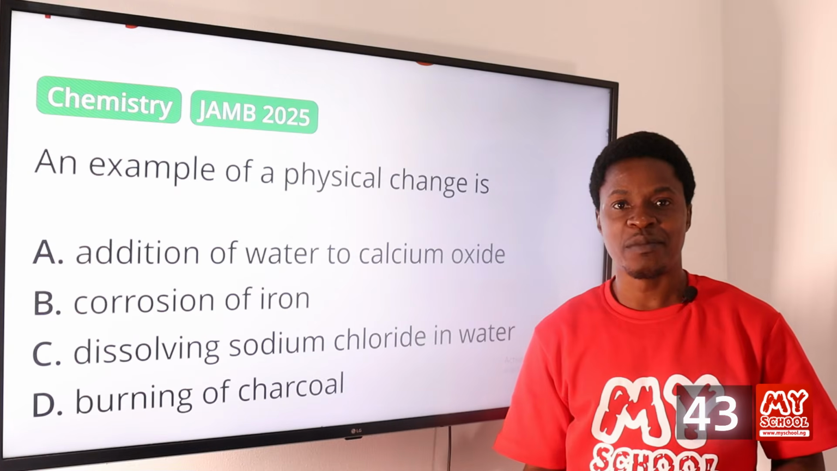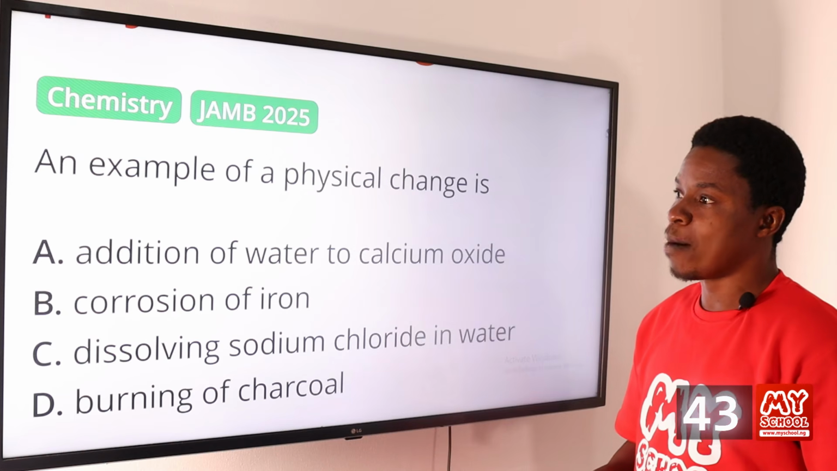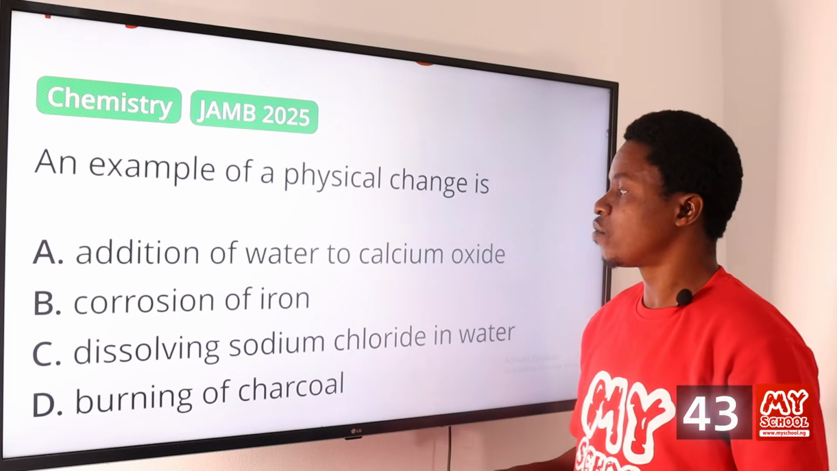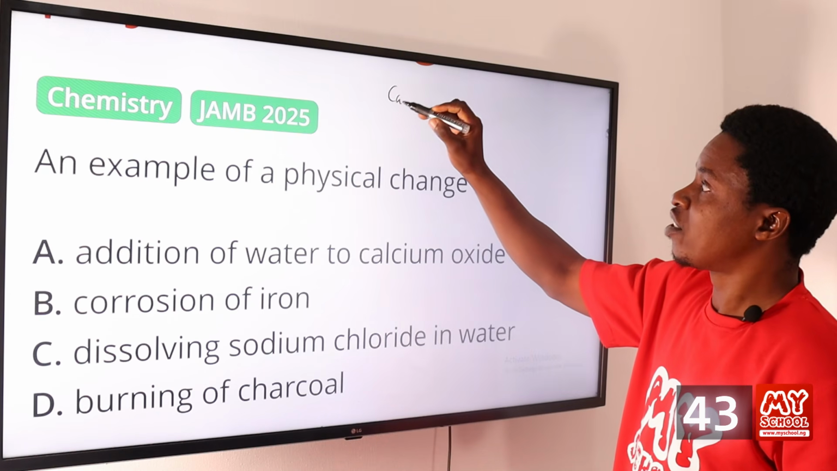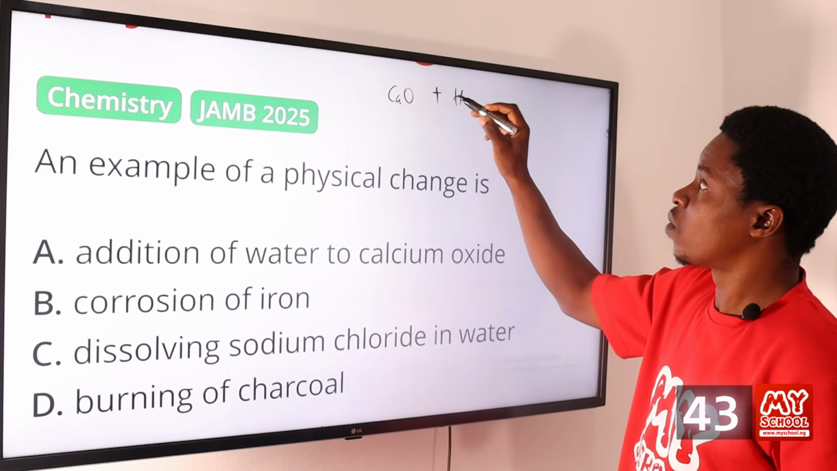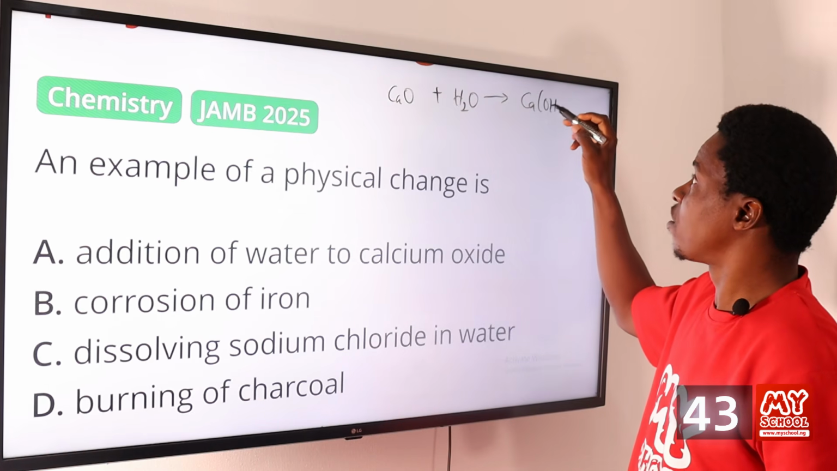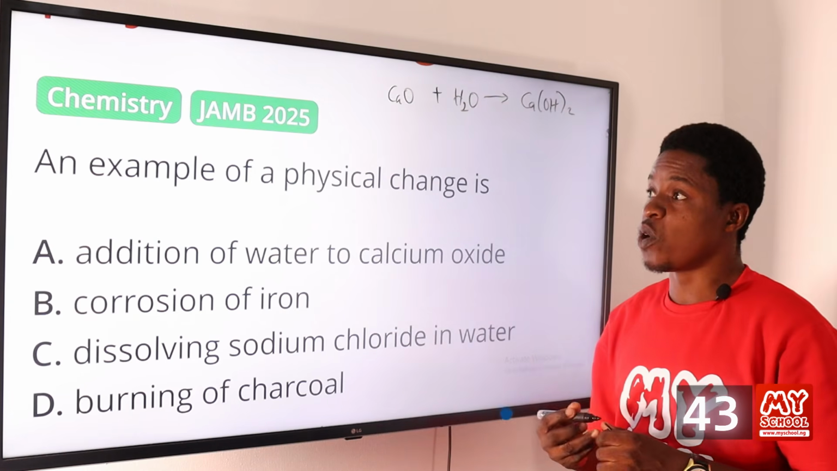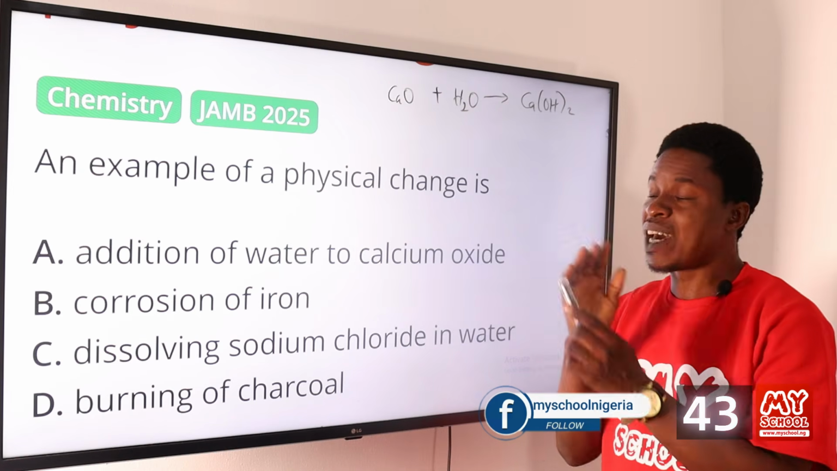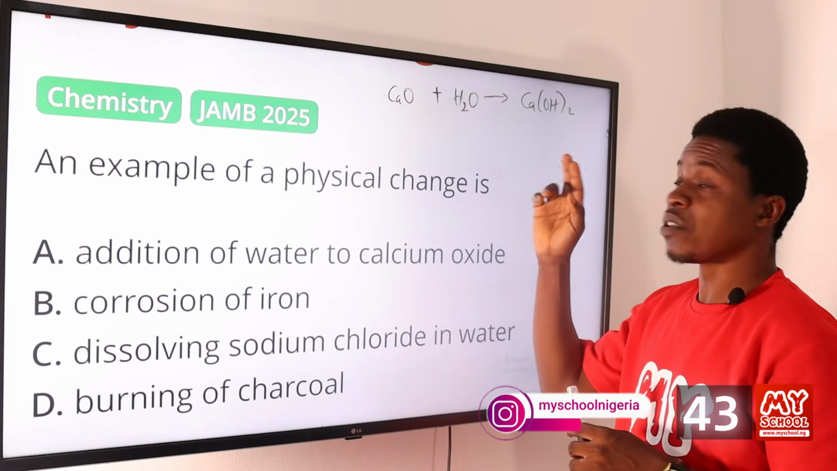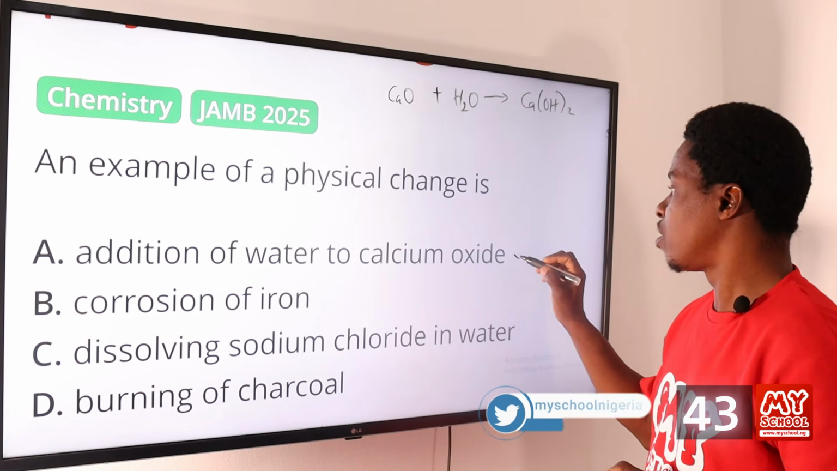Now we are moving on to question number 43. An example of a physical change is, option A, addition of water to calcium oxide. If you react it with water, we are going to form calcium hydroxide. Of course, this is a new substance, and we know that new substances are not formed in physical changes. New substances are only formed in chemical changes, and they are not easily reversible. So addition of water to calcium oxide is a chemical change, so this is not correct.